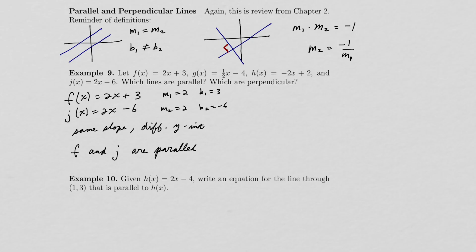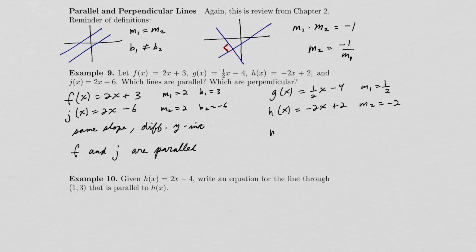Okay, and then which ones are perpendicular? Well, we have to find the lines such that when we multiply the slopes, we get -1, right? It looks like it's going to be the 1/2 and the -2, but let me double check that. So here, I'll write this down. g of x is 1/2 x minus 4. So the slope here, I'll call it m1, is 1/2. And then h of x is -2x plus 2. So in this case, m2 is -2.